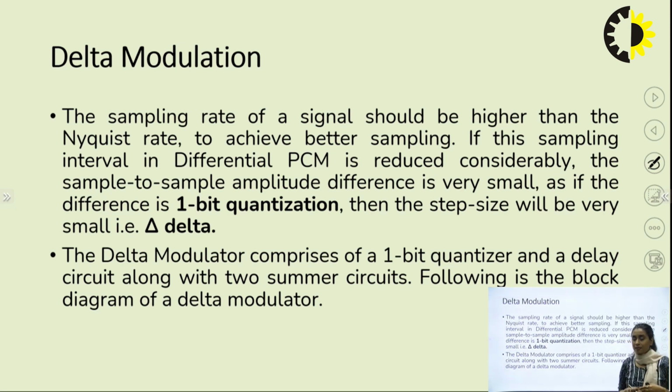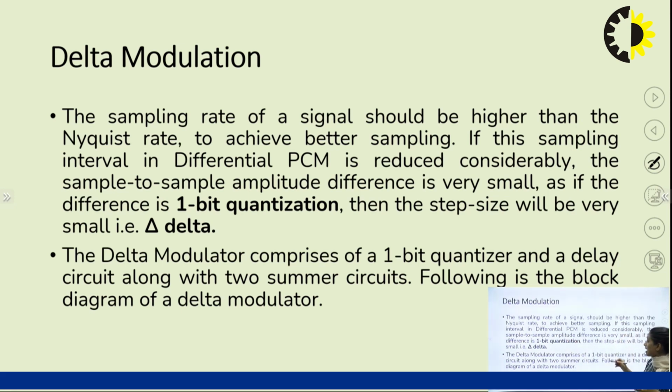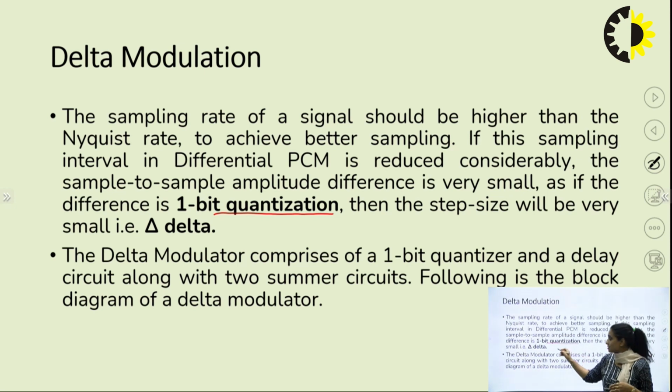So, let us see. The sampling rate of a signal should be higher than the Nyquist rate, that is a well known fact, to achieve better sampling. If the sampling interval in differential PCM is reduced considerably, then the sample to sample amplitude difference is very small, as if the difference is 1 bit quantization. Then the step size will be small, that is delta. This is what we use in delta modulation.